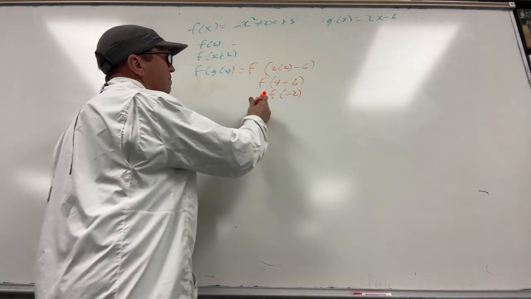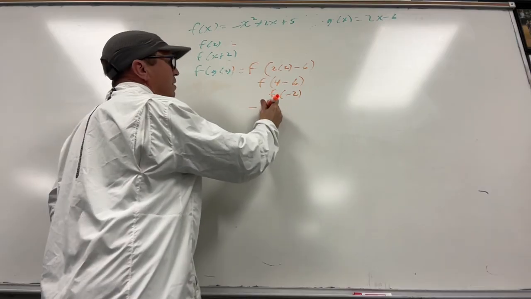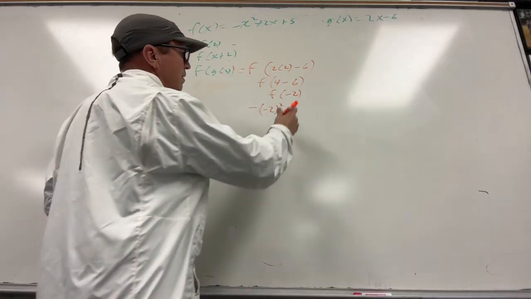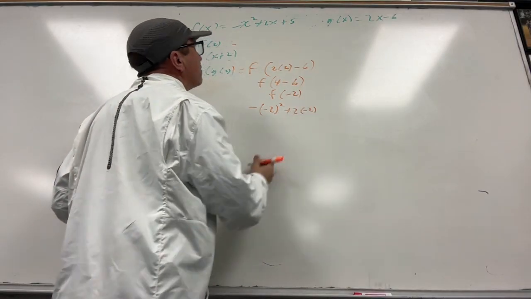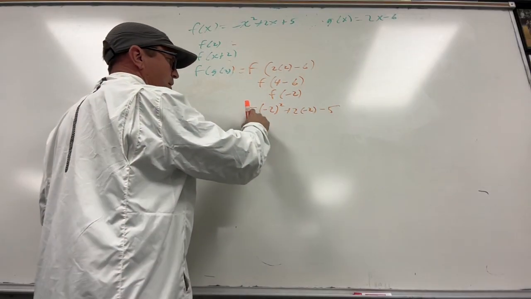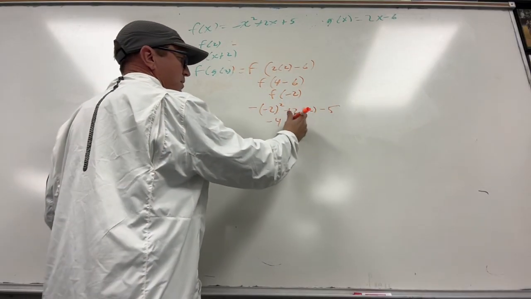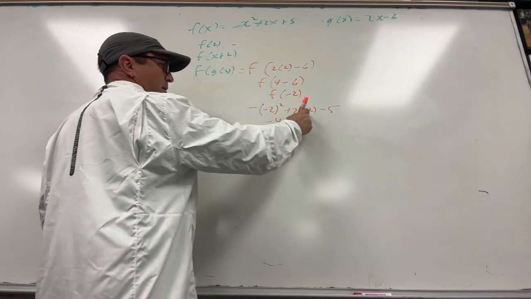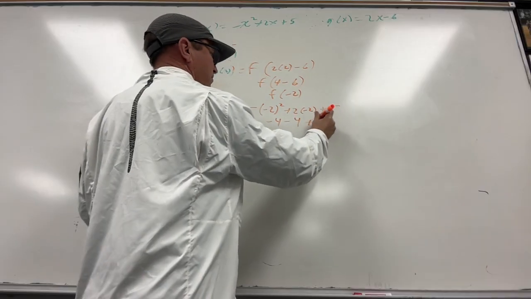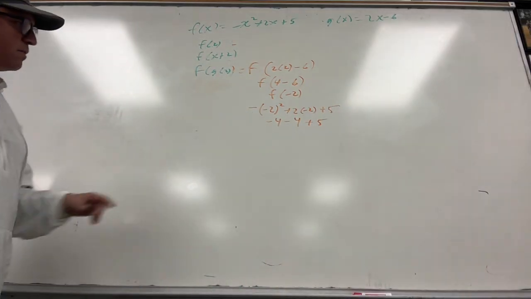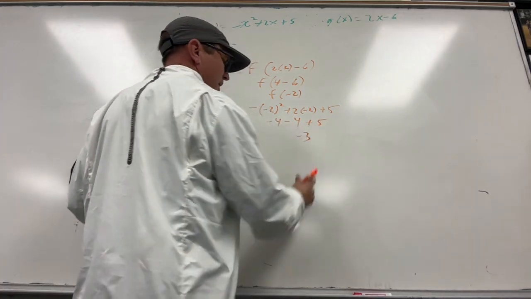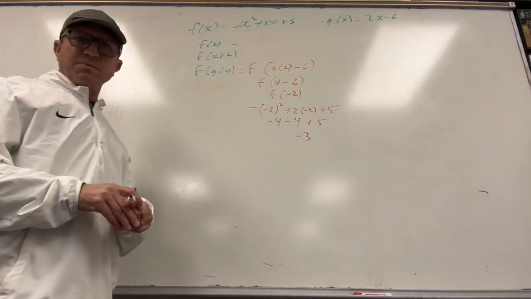Now, we take this negative 2 and we plug it back into our function that we call f. So we've got negative of negative 2 squared. Now this time we're going to be squaring the negative value. Plus 2 times negative 2, and then plus 5. So this is 4, so it's negative 4. 2 times negative 2 is also negative 4. And then this should be plus 5 and not minus 5. I just miscopied it there. So negative 4 and negative 4 is negative 8, and plus the 5 is negative 3. So that's my solution there.